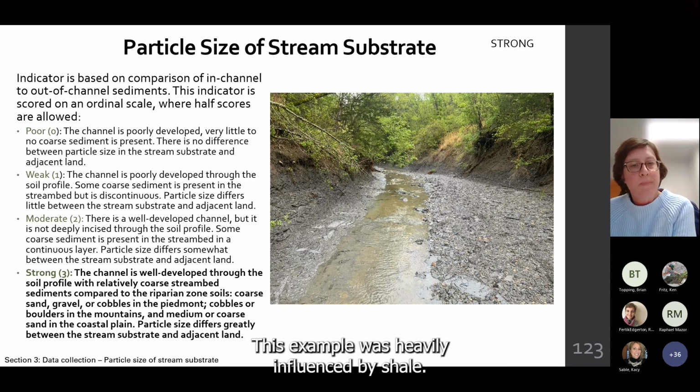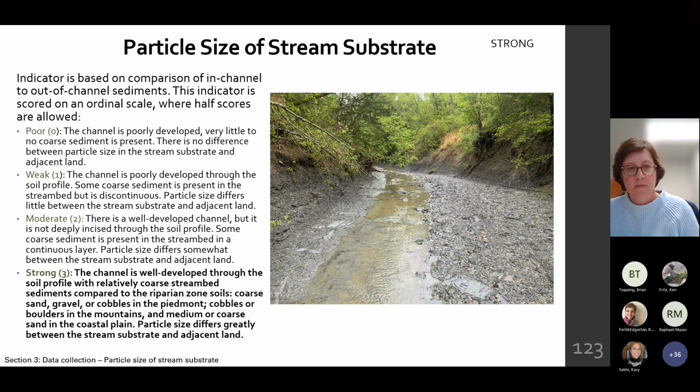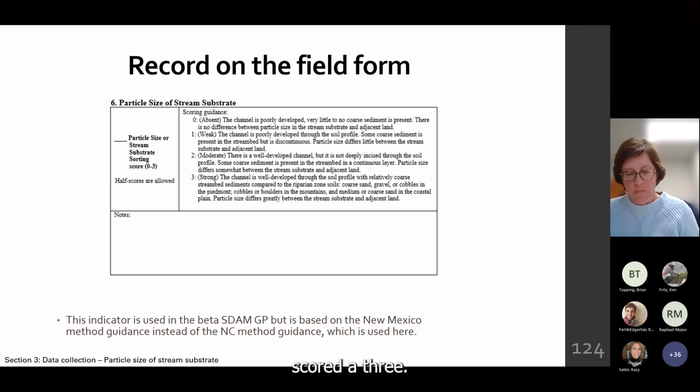This example was heavily influenced by shale. It's a little hard to tell. It might look like mud, but a lot of this is shale. This was in Texas. That received a score of 3. So again, that same stream guidance is here. You record this here. Half scores are okay.